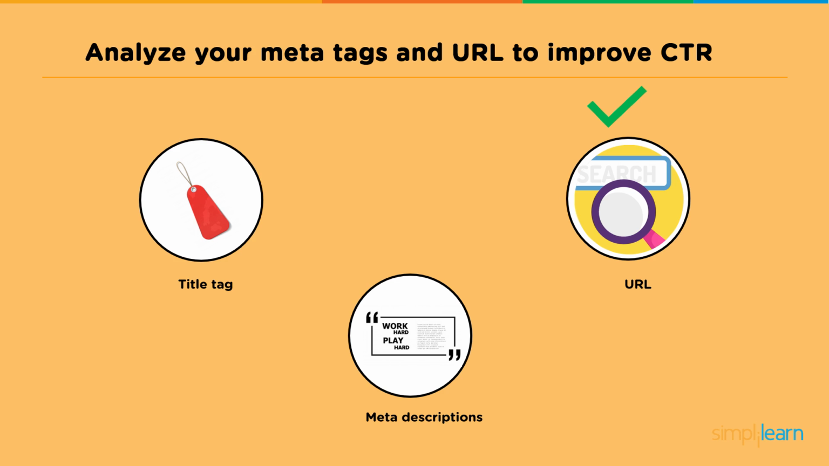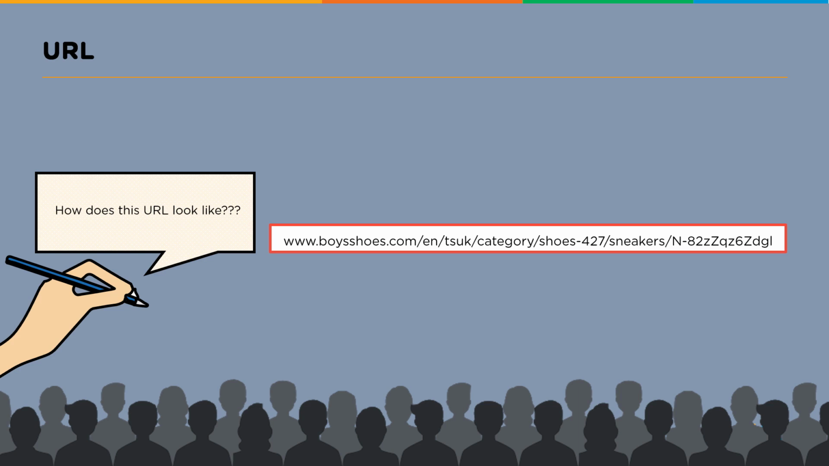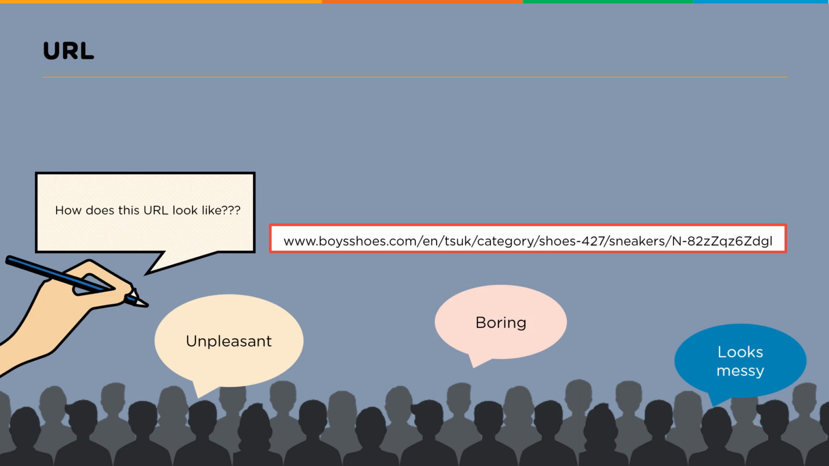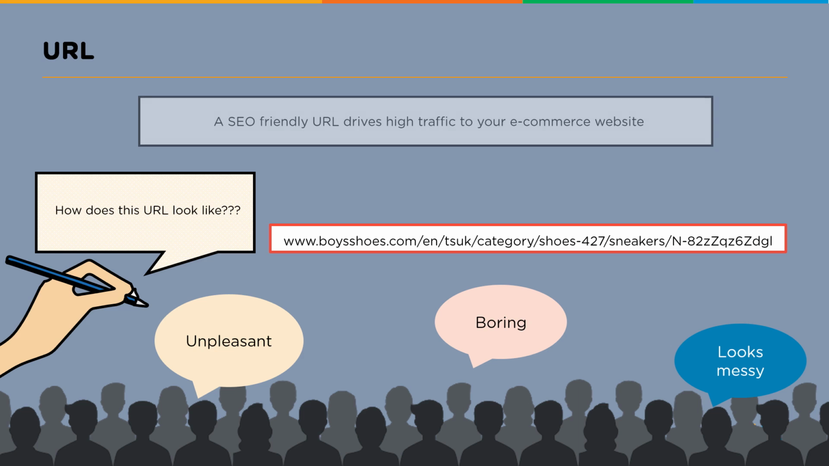Let's turn our attention to the URL. So we want to make sure that the URL is basically taking into account best practices. If we take a look at this particular URL here, it doesn't necessarily look as attractive as we would like. First of all, I don't understand some of it. So that makes it unpleasant, boring, and messy, to say the least. So you want URLs that are clean and understandable.